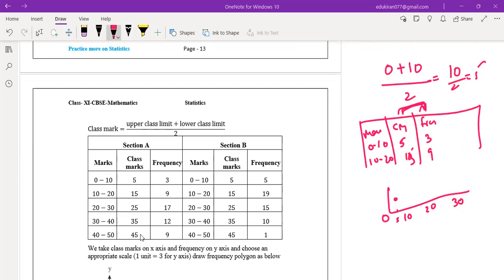Oh, ma'am, I got 10, 30, 50, 70, 90. Huh? Yeah. 10, 30, 50, 70, 90. How? Ma'am, you're not dividing it into two. Oh, okay. This is a formula, na? Yeah, 5, 15, 25, 35, 45. Okay.